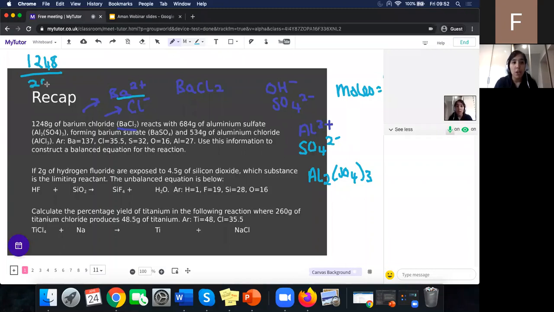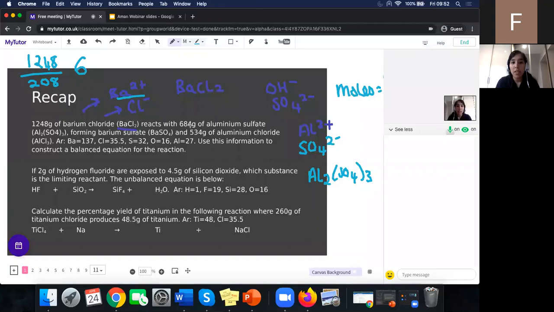So to calculate the number of moles of barium chloride, it's 1,248, which is the mass in grams, divided by 208. So what is 1,248 divided by 208 then? Should get a nice answer there. Great, excellent. So it is 6, well done. So that means the number of moles of barium chloride is 6. What about the number of moles of aluminium sulfate?